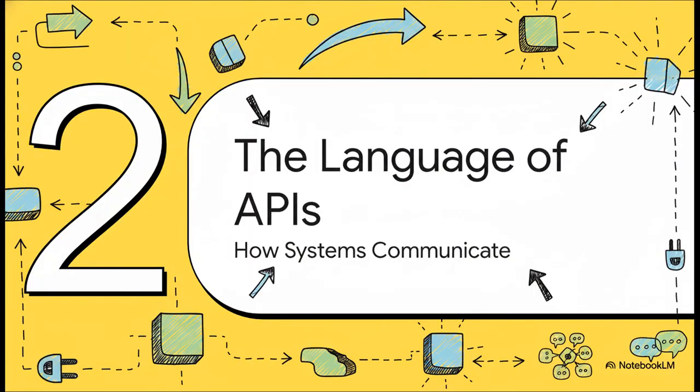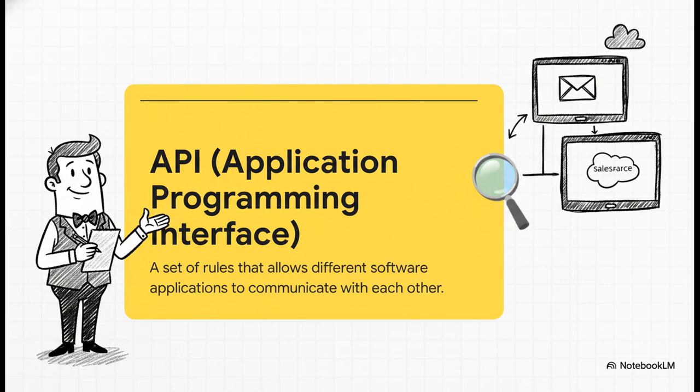So how do we fix this? How do we break down these walls? Well, we have to teach these systems a universal language. And in the software world, that language is built around something called APIs. Okay, so what is an API? The fancy term is Application Programming Interface, but forget that for a second.